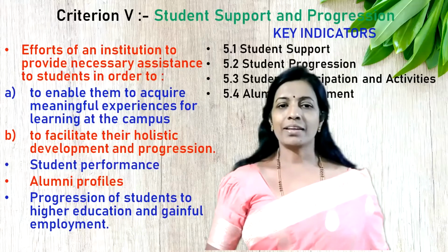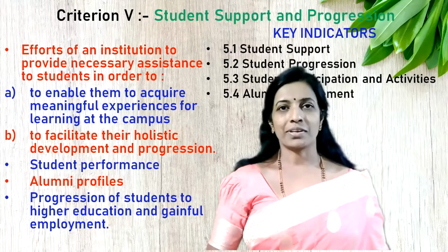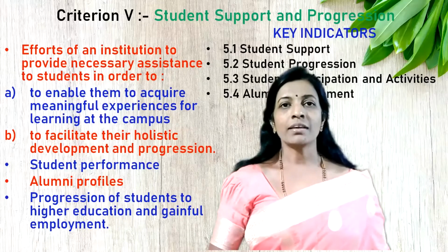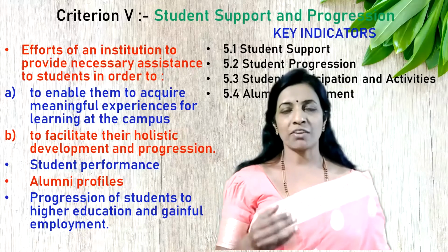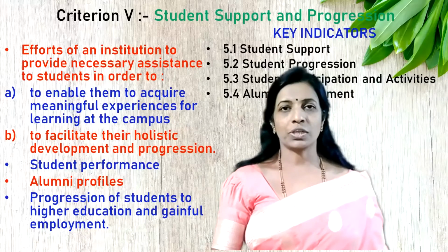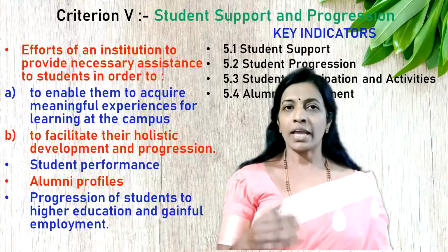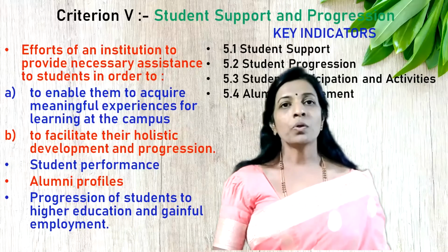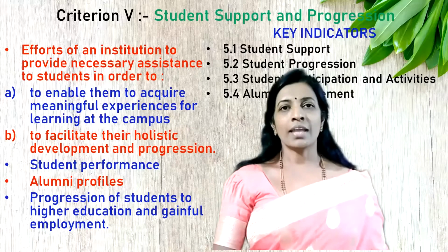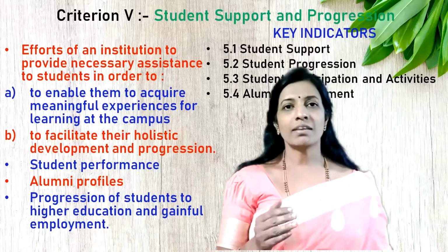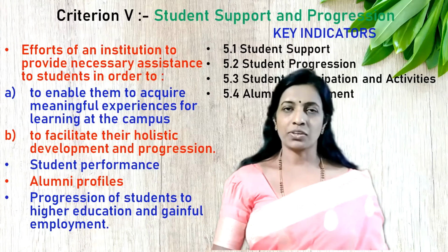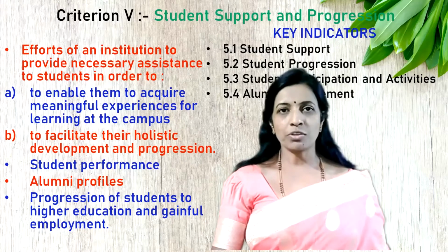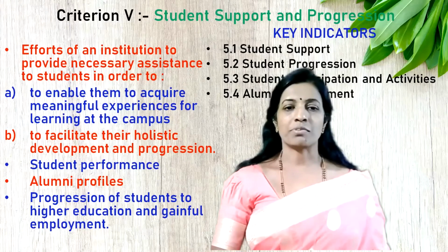The fifth criteria is student support and progression. Under this criteria, NAAC has outlined certain basic measures which have been taken up by the higher education institution to enable and assist the student in the campus. So, under this criteria, NAAC has outlined that it is the responsibility of every higher education institution to provide meaningful experiences to the students during the learning process.